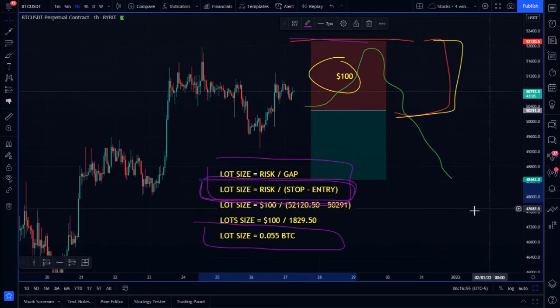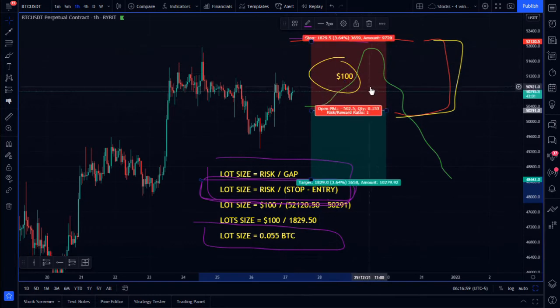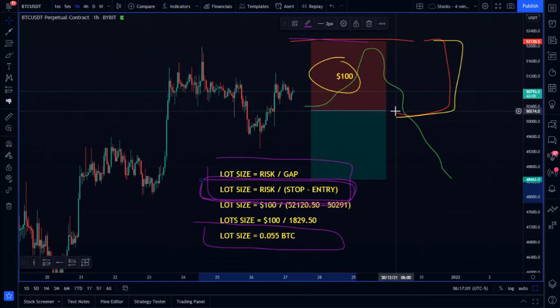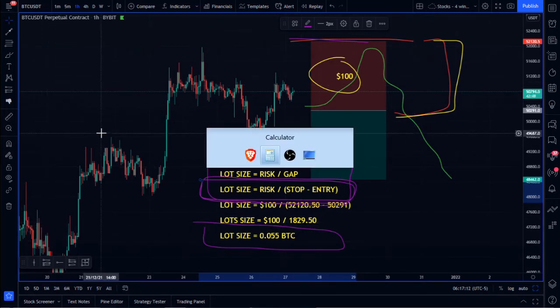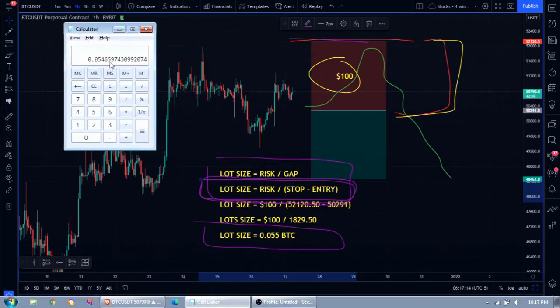Alright, so now let's just do a little calculation because, okay, you're prepared to risk $100 and you need to buy 0.055 Bitcoin, but what does that mean? So how much money do you actually need to have? Let's do the calculation. Bring our mate the calc back.